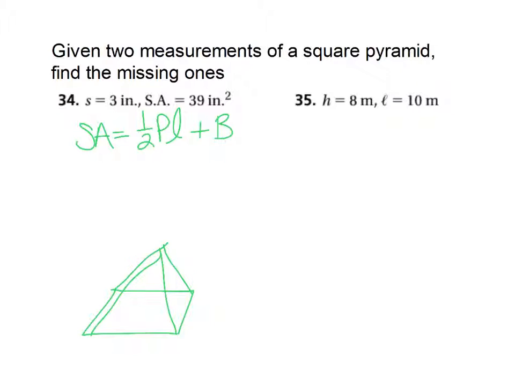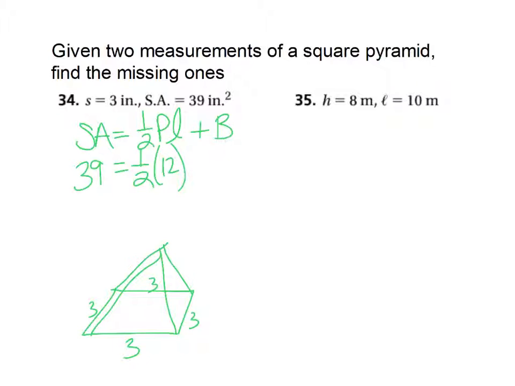Given two measurements of a square pyramid, find the missing ones. What would be missing in this formula? The surface area I already know is 39. They gave that to me. 1/2. They did not give me the perimeter here. But if each side is 3, you could figure out your perimeter. You'd have a 12. So they ultimately gave me the perimeter.